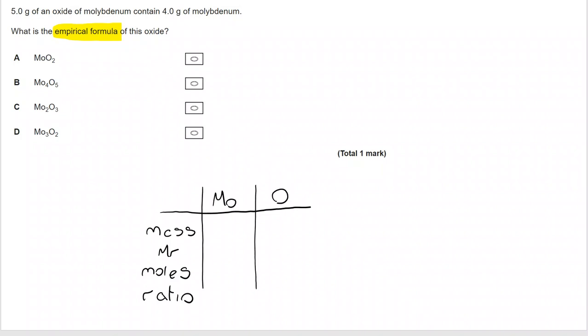I'm then going to start to gather data from the question. So I know that I have got 4 grams of molybdenum, and you can see that that's highlighted just here. We then need to know the mass of oxygen. Now, if you read the question quickly, you might get mixed up and put that down as 5. But the oxide, molybdenum oxide, has a total mass of 5. So my oxygen, following the law of conservation of mass, I've got 1 gram.